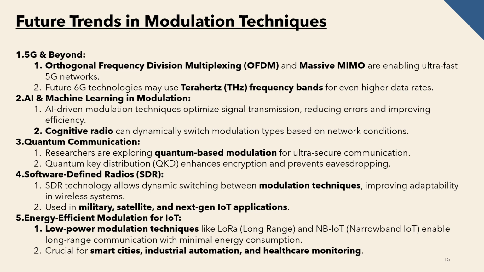Number four is software-defined radios, SDR. SDR technology allows dynamic switching between modulation techniques, improving adaptability in wireless systems used in military, satellite, and next generation IoT applications. Number five is energy efficient modulation for IoT. Low power modulation techniques like LoRa and narrowband IoT enable long range communication with minimal energy consumption, essential for IoT, smart cities, healthcare applications, and industrial automation.